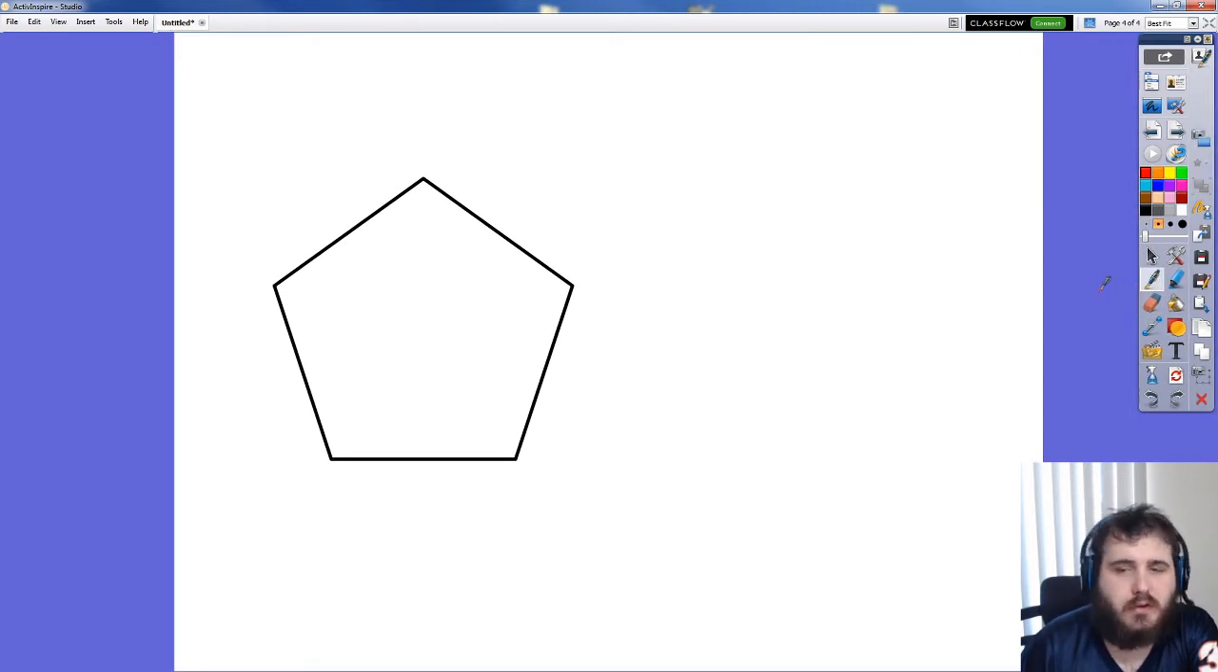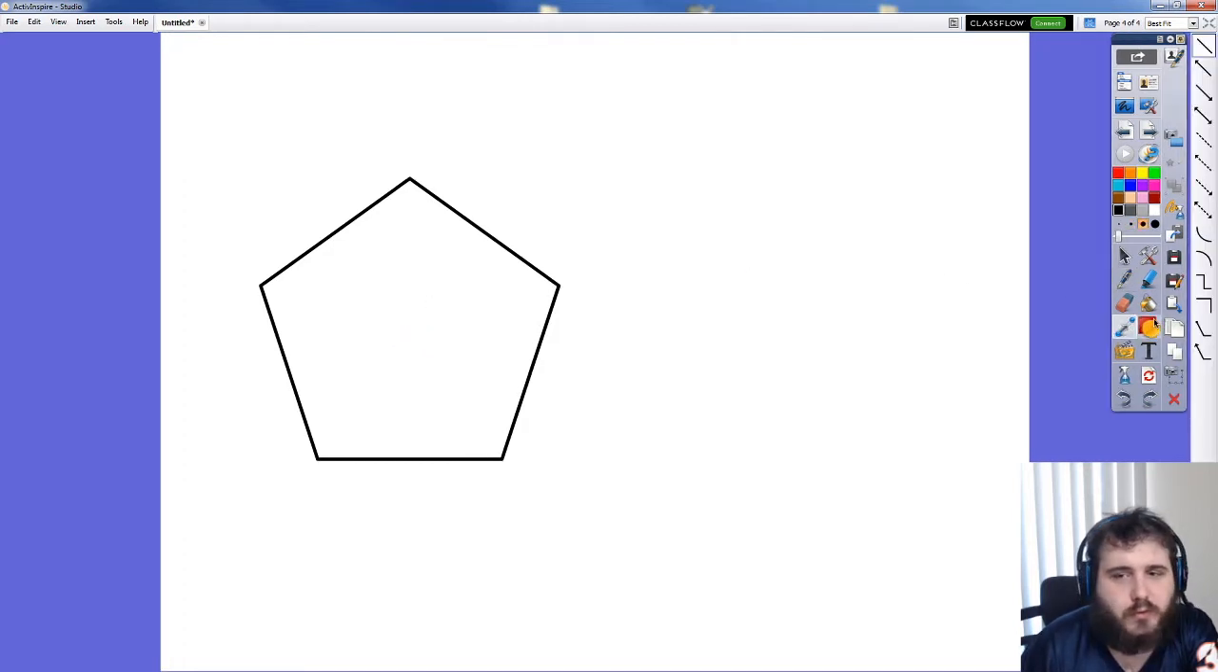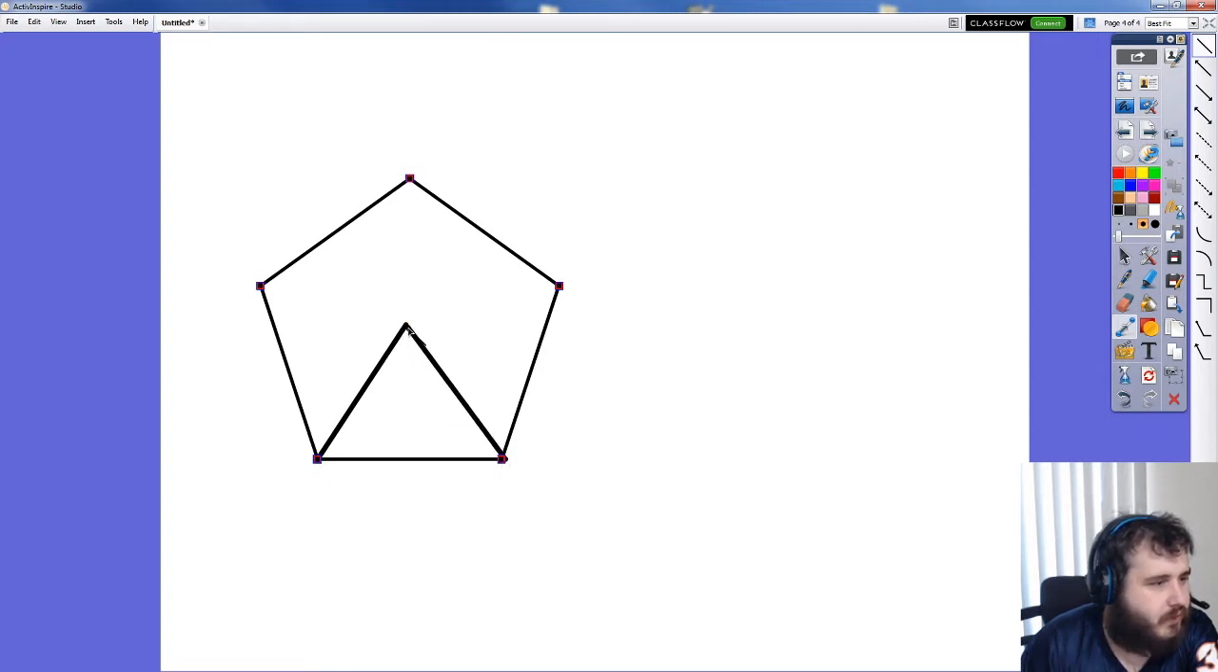So this is trying to find the area of something like this, which is what we were doing this week in class, so maybe I'll do one of those. The key to doing a problem like this is cutting it into triangles. It doesn't matter what the shape is, you're just trying to cut it into triangles.